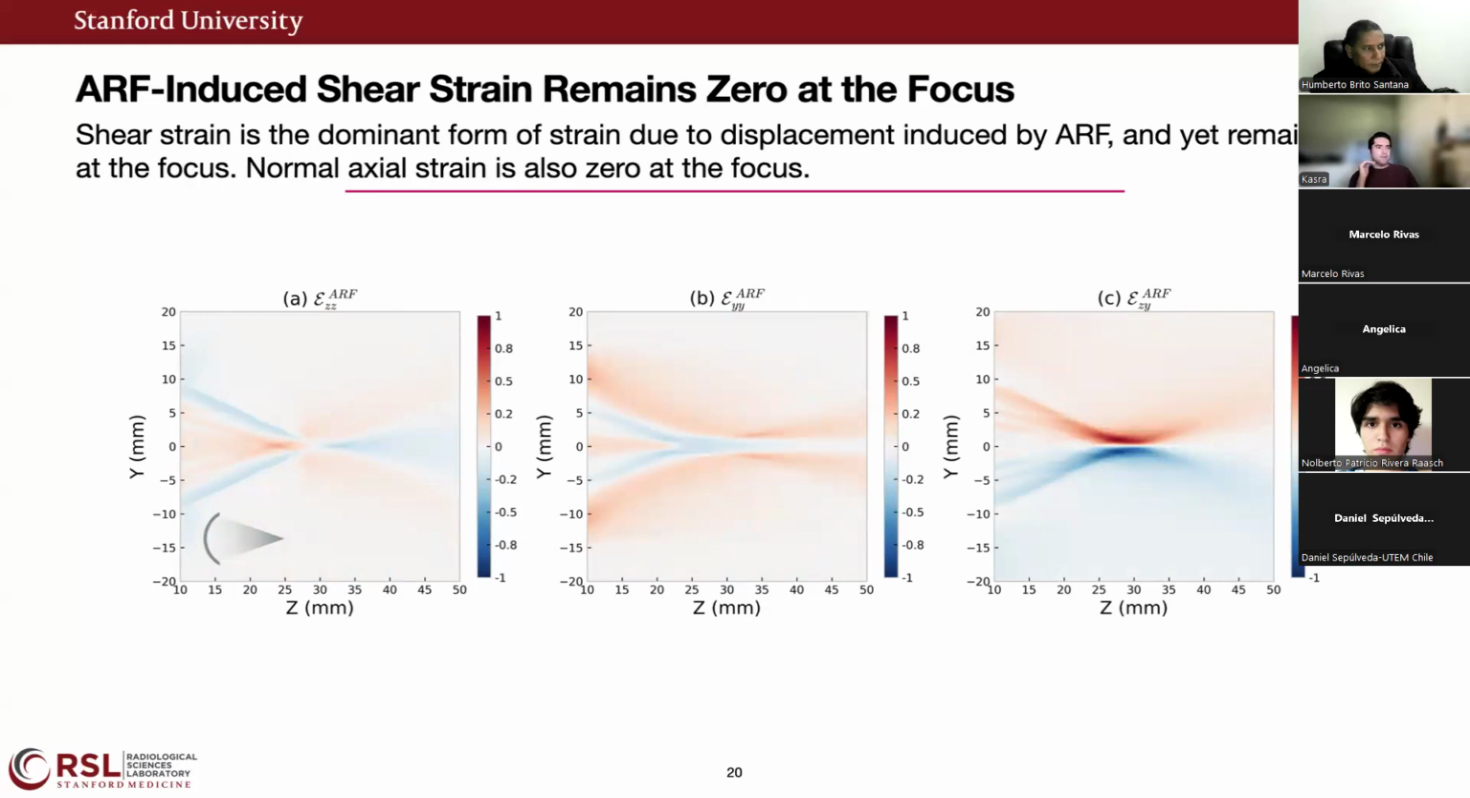When we look at the macro level strain, the one interesting thing is that the dominant one is now the shear strain, which is shown in panel C. And the second interesting point is that strain at exactly the focus remains 0.